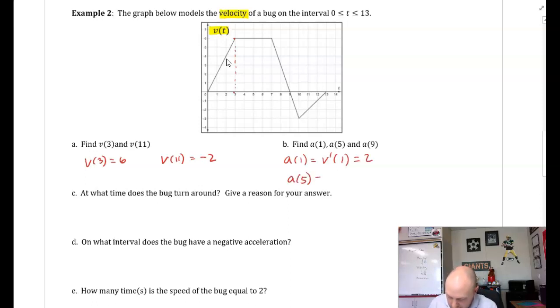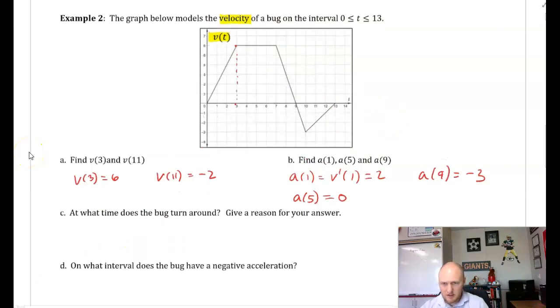A of 5, that's a flat line here at 5, so that is 0. And then a of 9, the acceleration at 9, that is the slope here. Looks like we were dropping 1, 2, 3 over 1, so negative 3. Okay, so there's the acceleration.